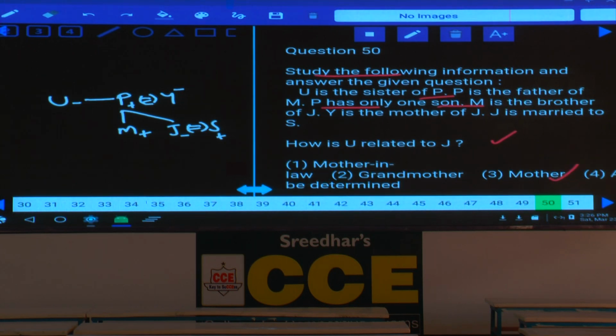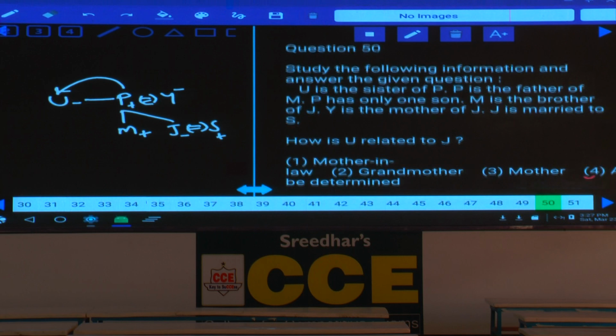Then coming to 85. Now in this 85, how is U related to J? J's father's sister. Father's sister is aunt, and aunt is given in choice 4. So choice 4 is the answer. 85, choice 4. Then question numbers 86 to 90.